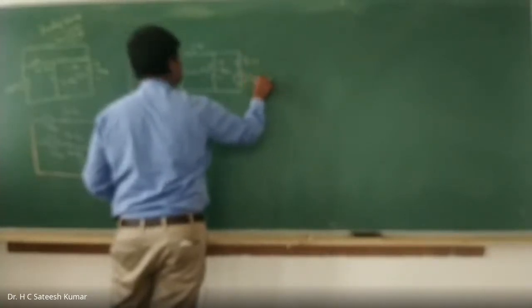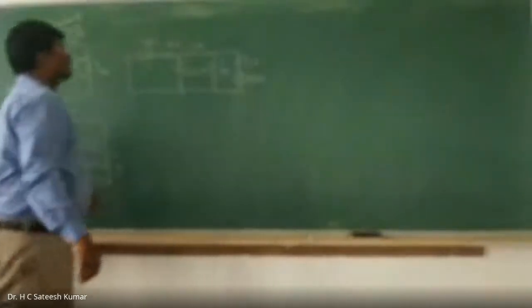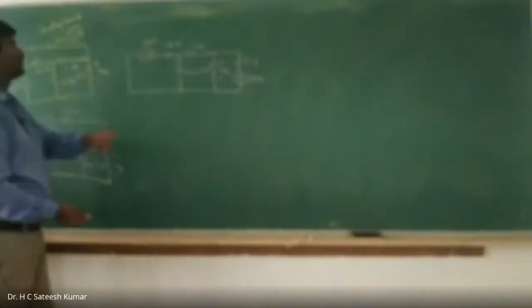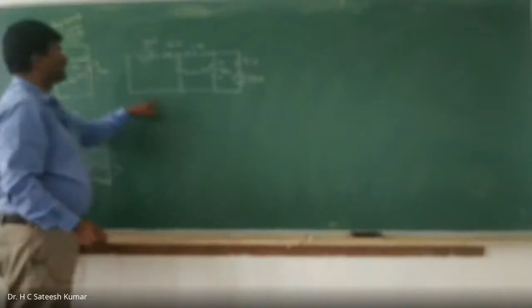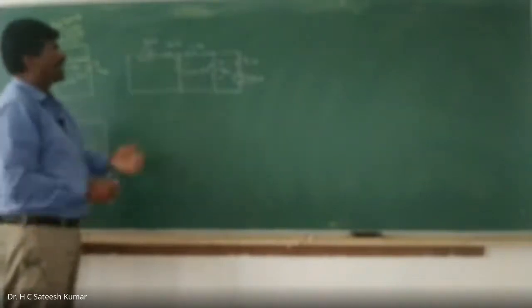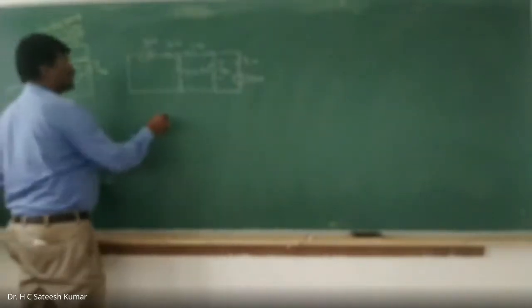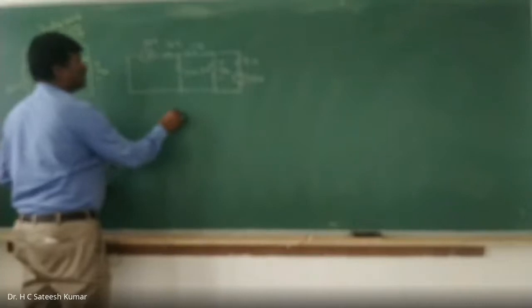18 volts. Okay, right. Now what is this one? This is parallel to, what is that? This point and this point are same. This will become parallel. So therefore, what you should do? Rewrite the diagram.